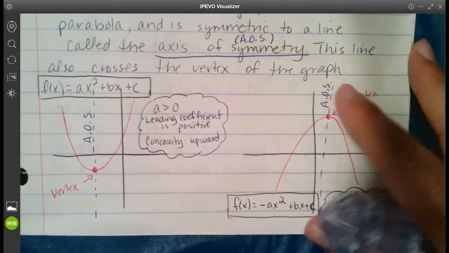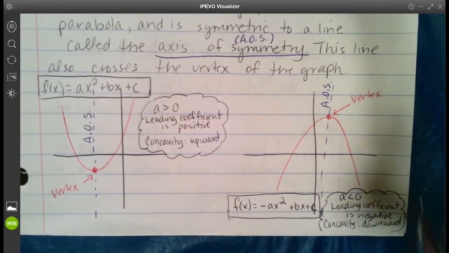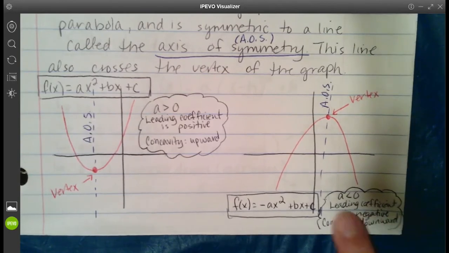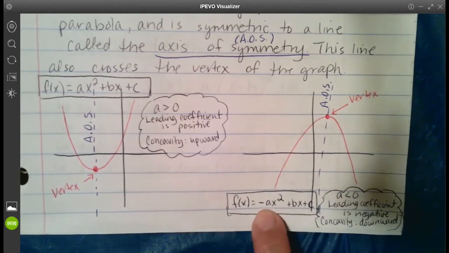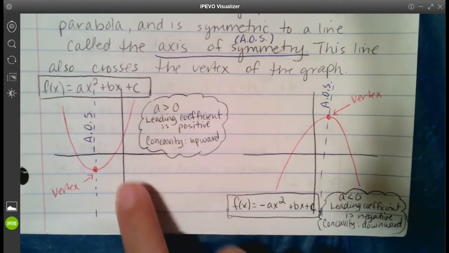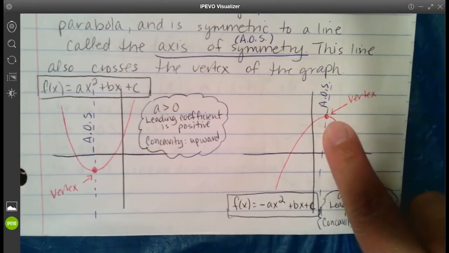For the other one over here, we have our -1. So you can see the graph is going downward, and our leading coefficient would be negative, meaning A is going to be negative here, and the concavity is downward. Just like the one before, the AOS is right through the middle, and the vertex is going through this point.